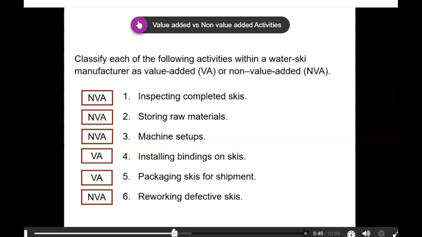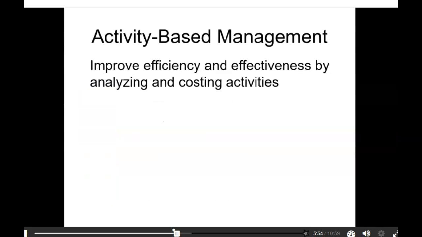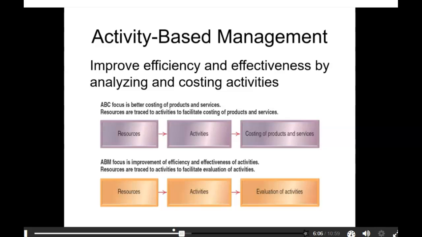activities that consume resources, but they have no impact on the quality of our product. So the activity-based management goal is to improve the efficiency and effectiveness of operations by analyzing and costing activities. Again, the ABC focus was that we are producing a product or service, so we looked at the activities that were consumed in the production of that product or service and the resources related to those activities, and then we assigned the cost, the resources, to the products or service based on the consumption of activities.